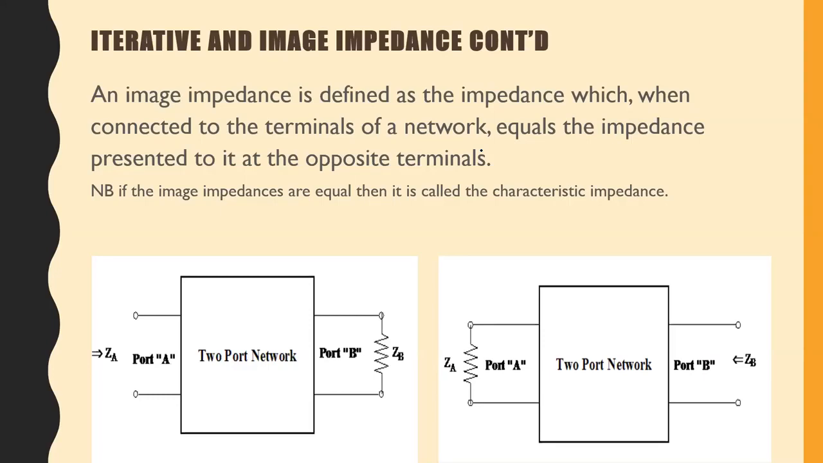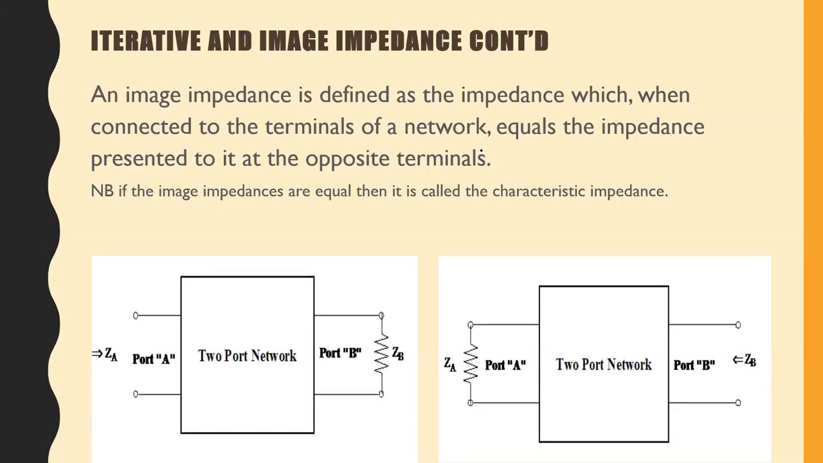So if I connect 100 at port A, at port B, and then I measure the impedance at port A, I get 400. I have an image impedance if, when I connect 400 at A and then go and measure the impedance at B, I get 100. Yes, sir, I get it.